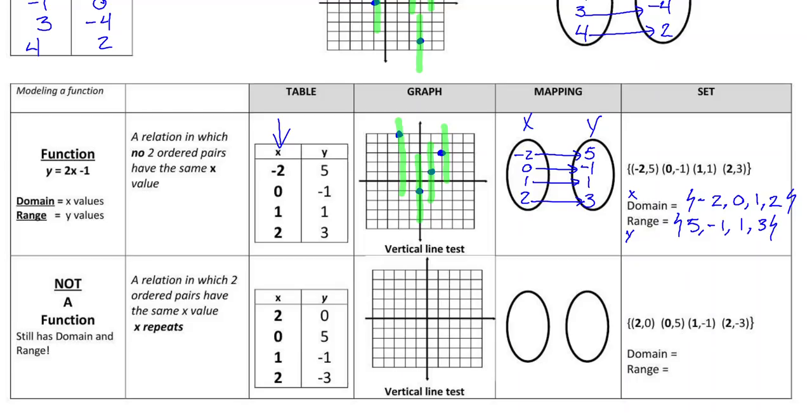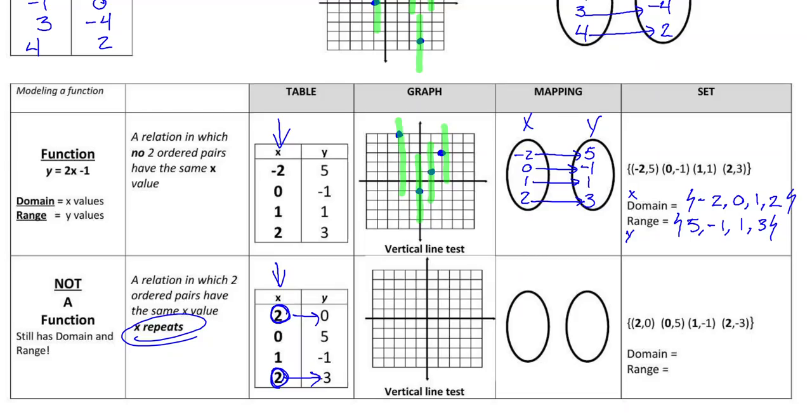Now let's look at an example that is not a function. They still have a domain and range, but the x value repeats when it's not a function. So if we look in the x row, you can see here 2 is in a relationship with 0, but 2 is also in a relationship with -3. This relationship will not function because the x is duplicate.